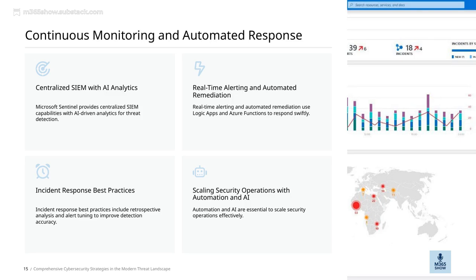In today's modern threat landscape, having comprehensive cybersecurity strategies is more important than ever. Automation and AI play a crucial role here because they help us scale our security operations efficiently and effectively. When we talk about scaling security, automation and AI enable us to handle large volumes of data and threats that would be impossible to manage manually. For instance, incident response best practices now include retrospective analysis, reviewing past incidents to learn and improve, and alert tuning, which helps us refine our detection capabilities so we can catch threats more accurately.